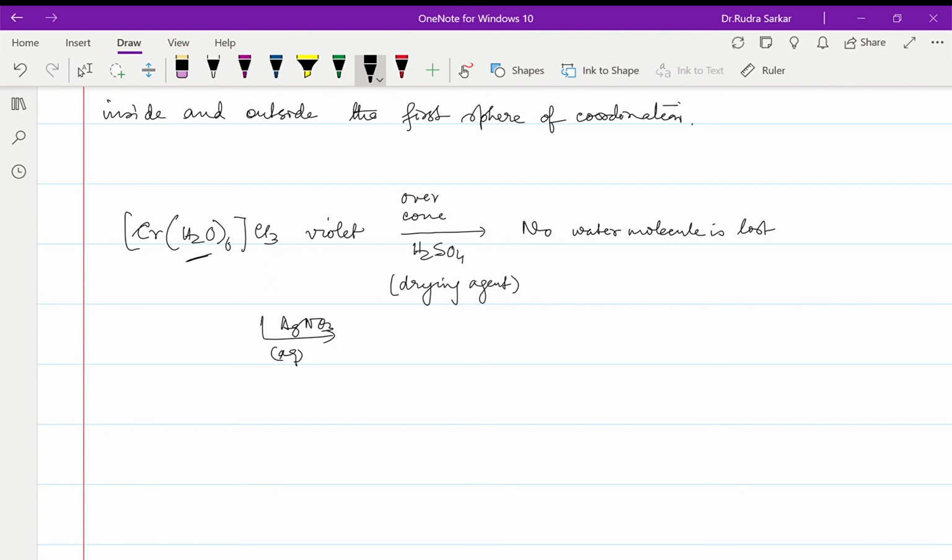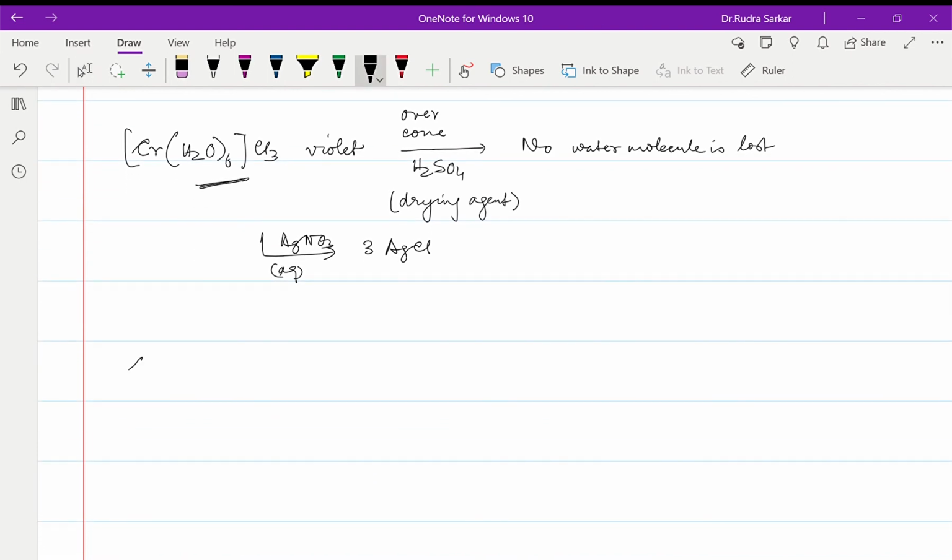can you tell me how many chlorine ions will be precipitated, or how many molecules of AgCl will be precipitated? This complex, when dissolved in water, how many chlorine ions will be released? 3, sir. 3. So obviously it will be 3 moles of AgCl that will be precipitated. So far that is clear to you. Alright.